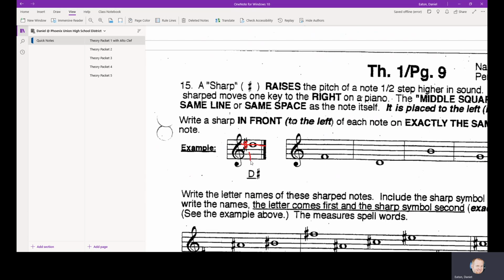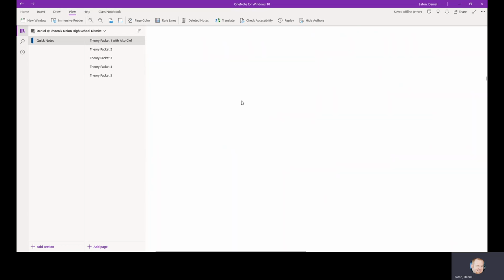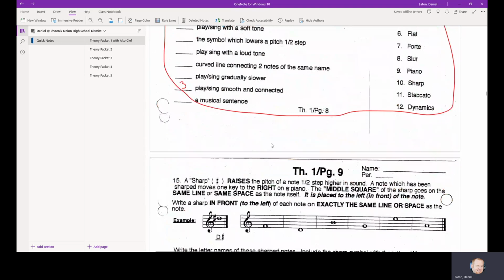If it were on a space, let me draw an example of that. As you can see, the interior square is very obviously on this first space. So when you're doing this, you have to make sure the middle of the square is very clearly in the space or very clearly on the line. It has to do that because if you draw a sharp sign like this, for example, I have no idea what that belongs to. It could be an A, it could be a G, it could be an F, maybe even an E because it's kind of touching it, right? You have to make sure that it is exactly where you want it to be. All right, let me zoom back down here.